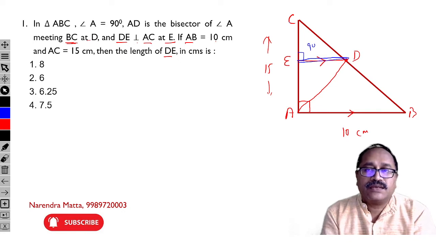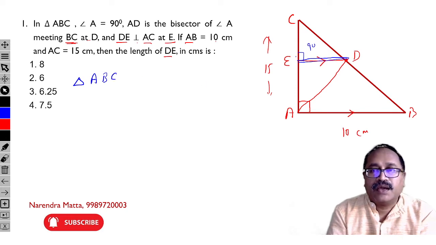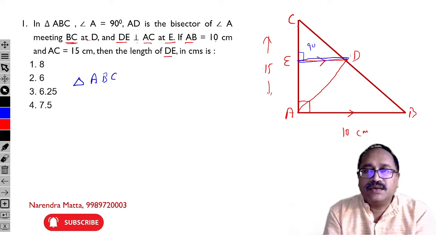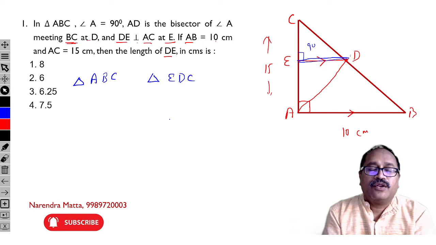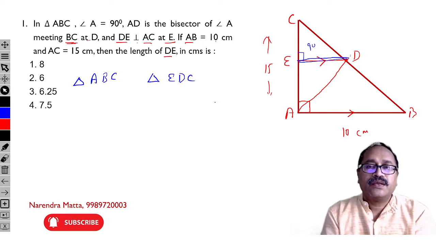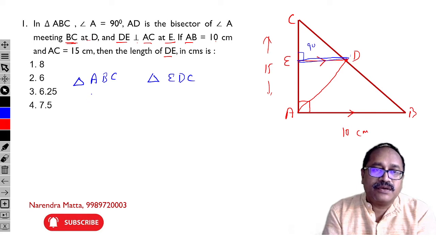Did you visualize that we are getting two triangles here? The bigger triangle is triangle ABC, and the smaller triangle is EDC. Now, is it similar? If all three angles are equal, then the triangles will be similar. I notice that the angle C is common over here.